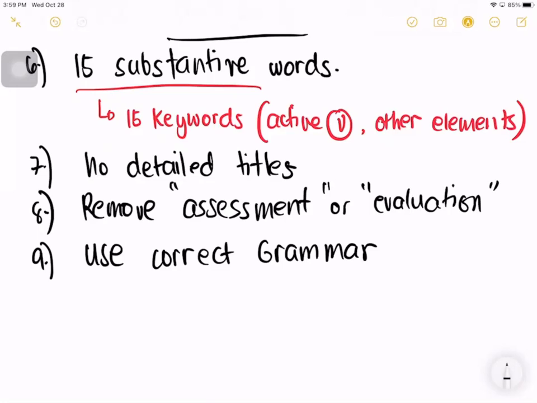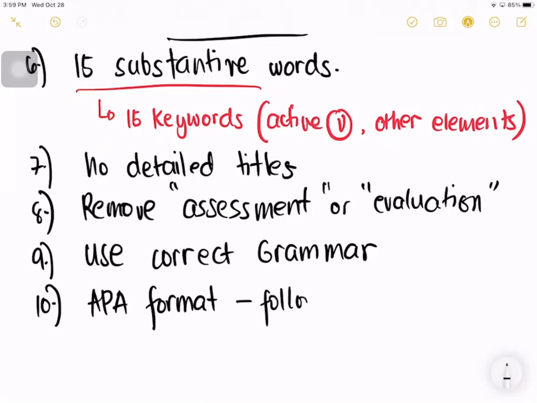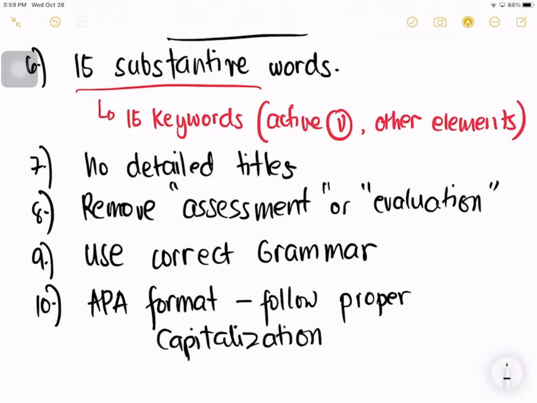Okay, next up, after correct grammar, this one is very critical. We follow the APA format of doing our research title, and follow also proper capitalization. So what do we do here? Capitalization. Okay, so let's talk about this a little bit. All nouns, pronouns, verbs, adjectives, and adverbs that appear between the first and last words of the title are also capitalized. So that's according to the APA format.